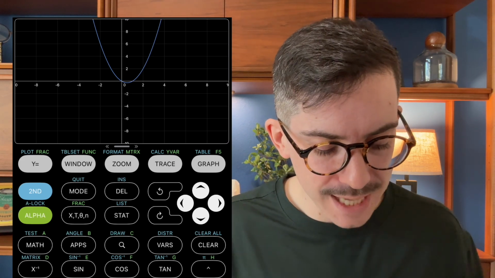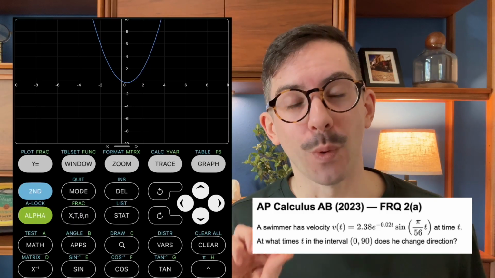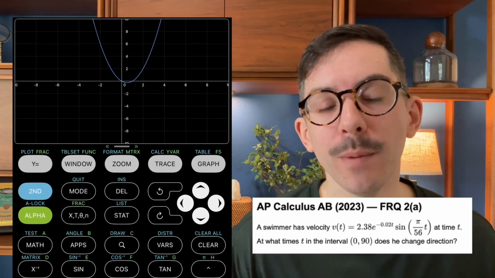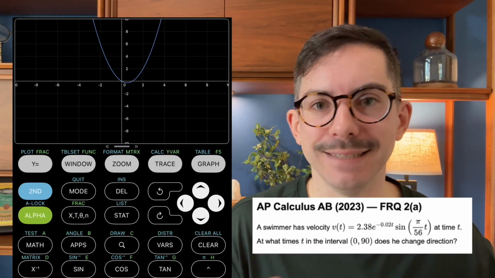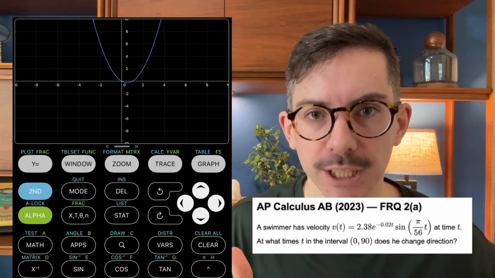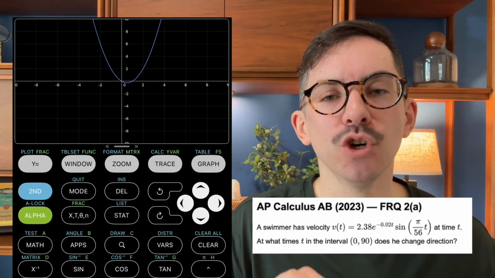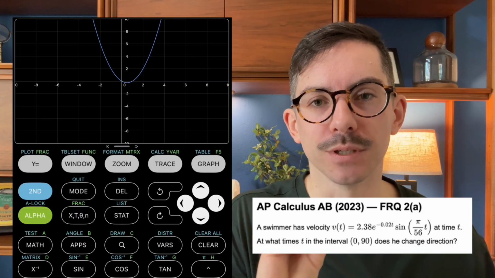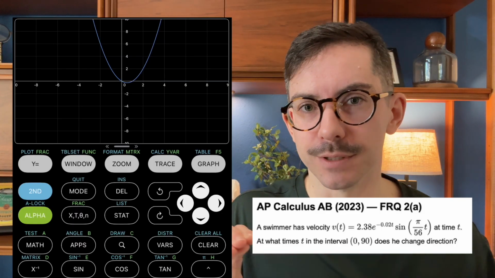So if we look at FRQ number 2 from the 2023 AB exam, we're told that a swimmer is swimming with velocity given by this kind of gnarly looking function. And we want to know where the swimmer changes direction between t equals 0 and t equals 90.